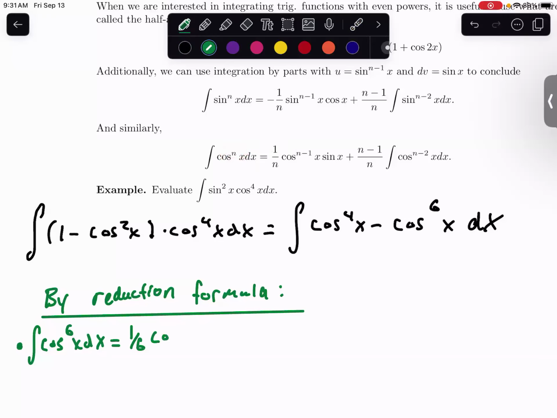times cosine to the 5th power. So n minus 1, that's 6 minus 1, so it's going to be 5, times x times sine of x. And then this is going to be plus n minus 1 over n, so 5 over 6, times the integral of cosine to the n minus 2 power. So again, n was equal to 6, so 6 minus 2 is 4. So this is going to be cosine to the 4th power of x dx.